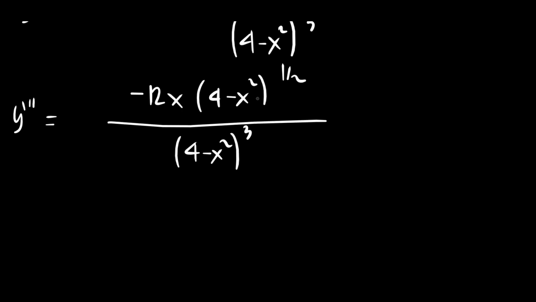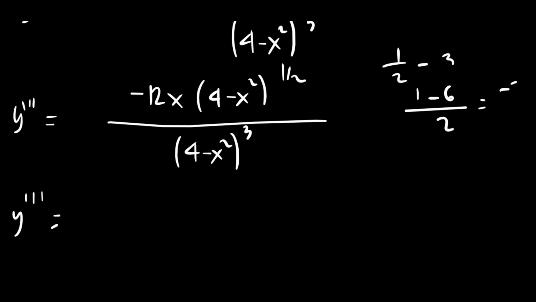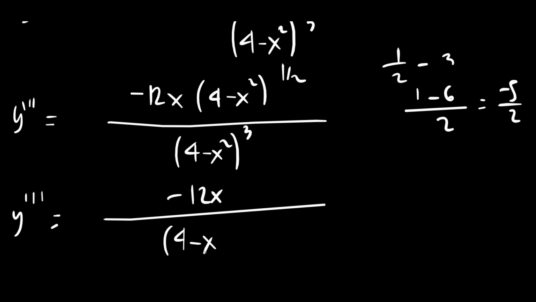So after this one, 1 half minus 3. So 1 half minus 3 is just equal to 2, 1 minus 6 is just equal to negative 5 halves. So having a negative exponent can be written in the denominator. So our final answer will be negative 12x all over 4 minus x squared raised to the power of 5 halves. So this is now our final answer.